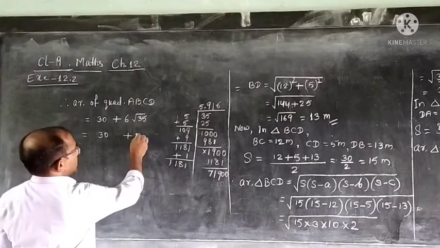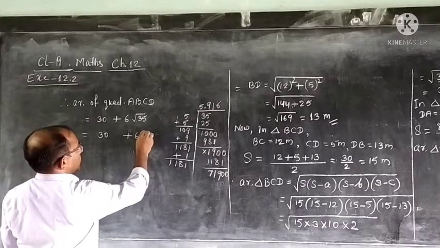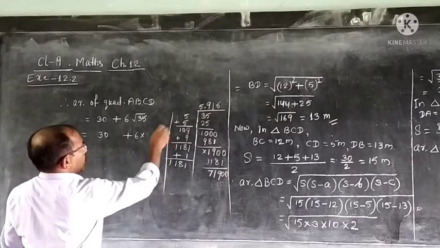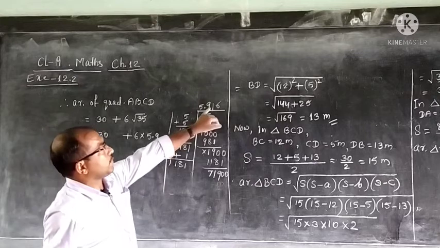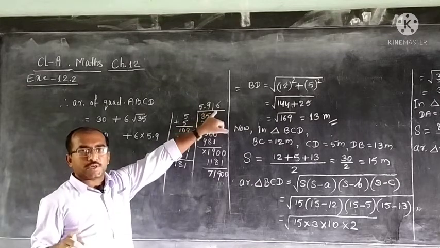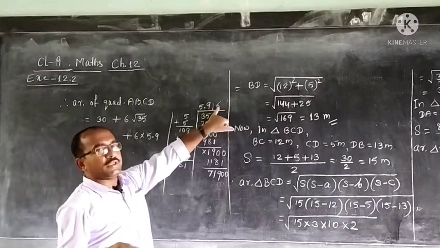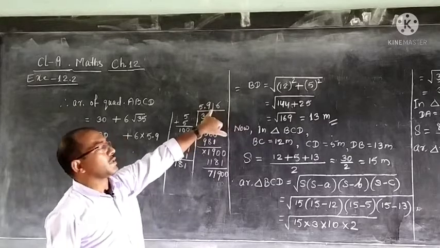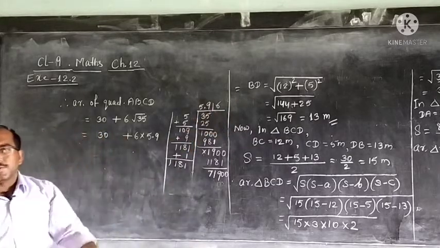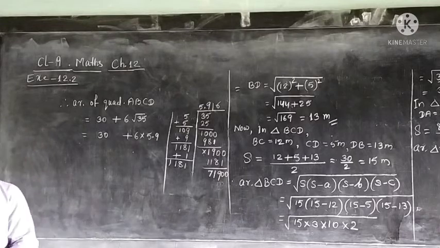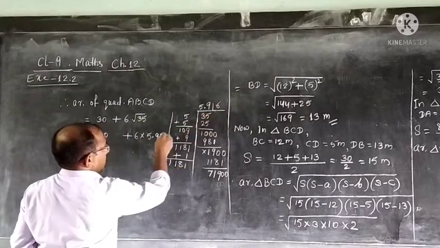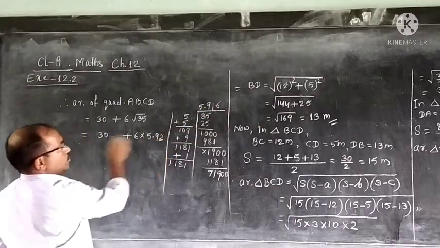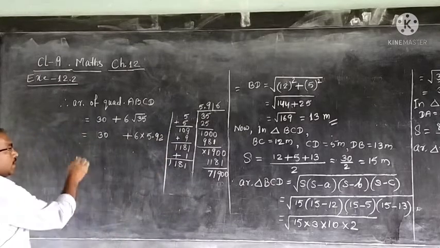So, what are we getting here? 6 into 5.916. If we consider 5.9 for this, we will take it because the second digit is 1. If we go for the third digit, 6, we will use a 2 next to the second digit. So, a slight difference will be there in the answer, nothing to worry about. We will use 5.916. The third digit is 6, so we are using 2 next to the second digit.